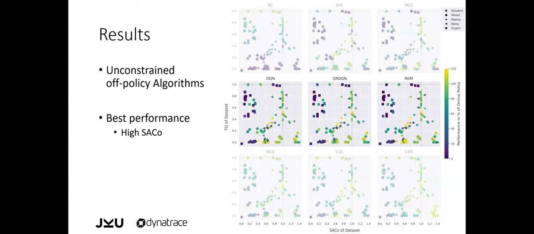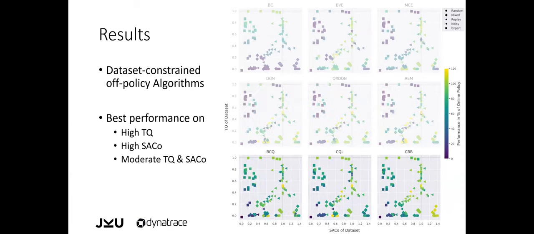For the unconstrained off-policy algorithms, we see that having high state-action coverage is beneficial, because if we don't know much about the environment, we are prone to making errors in counterfactuals, to say what would happen if we would do that. And finally, we see that the data-set-constrained off-policy algorithms interpolate between those two extremes. So if there is not much coverage of the state-action space, but high quality trajectories in my buffer, they basically do behavioral cloning. While if there is more coverage of the state-action space, they try to improve upon simple cloning of the policy.